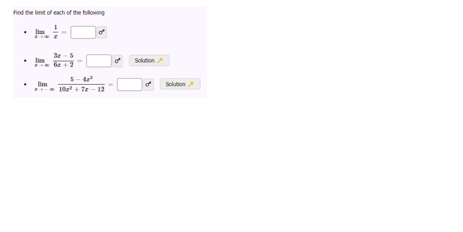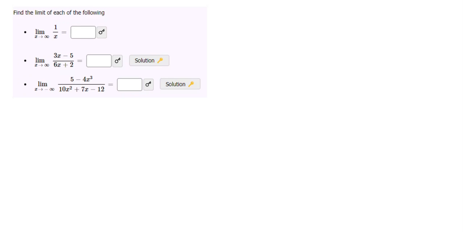Find the limit of each of the following. The first one, we have the limit as x approaches infinity of 1 over x. In this case, the degree of the denominator is higher than the degree of the numerator. So on that basis, we can say that it's going to be equal to 0. Another way of thinking about that is you've got 1 over some extremely large number, so we're going to be getting closer and closer to 0.